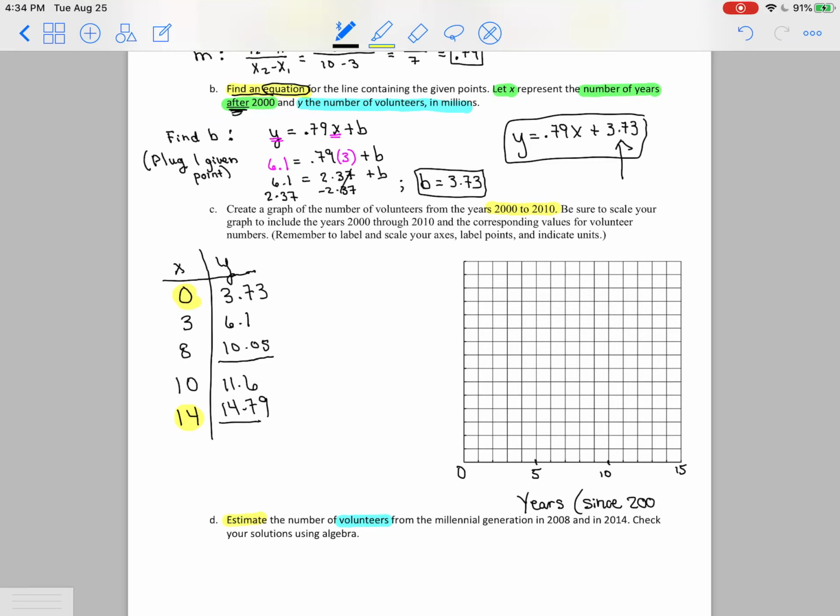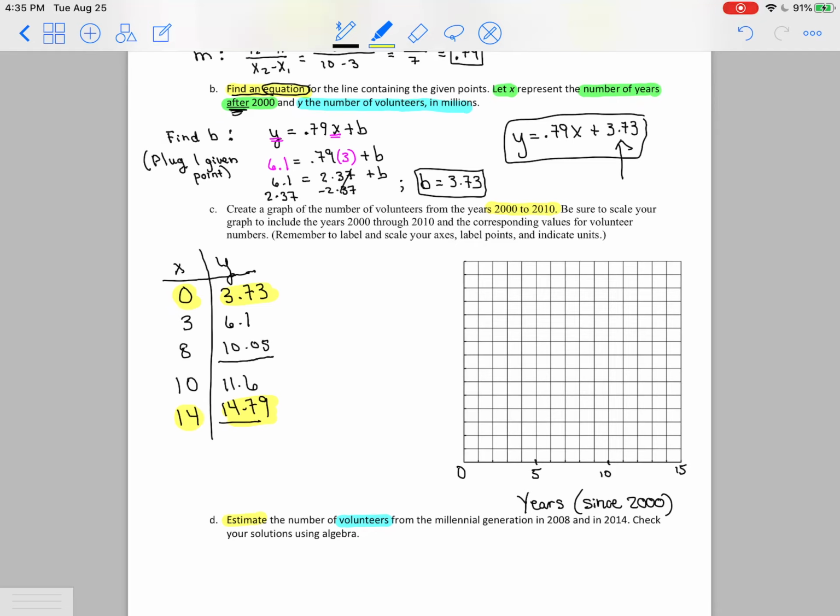And I want to make sure that I know that this is years since 2000. Okay, so this is going to go from 2000 to 2015, basically. All right, now let's take a look at our y-axis. We can see that our low here is 3.73 and our high is almost 15.